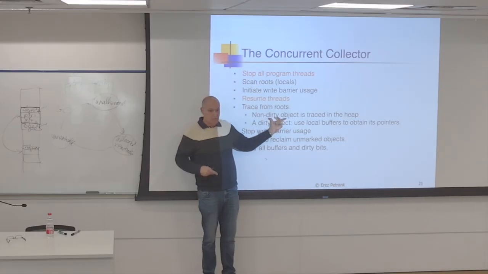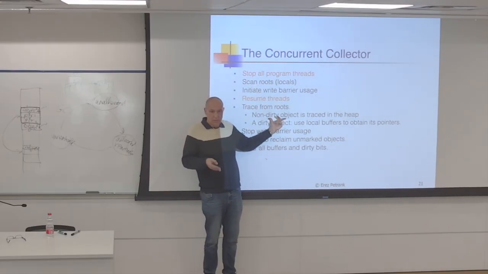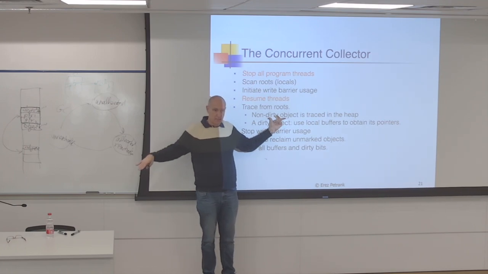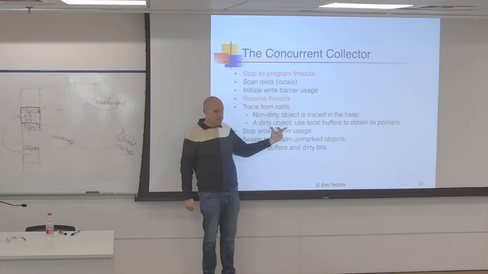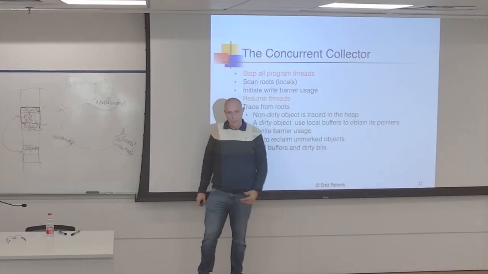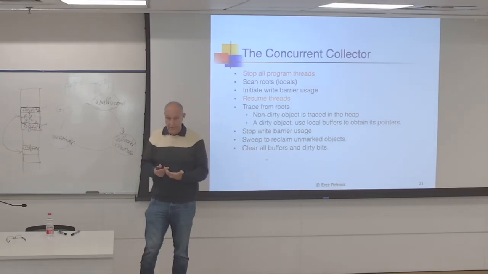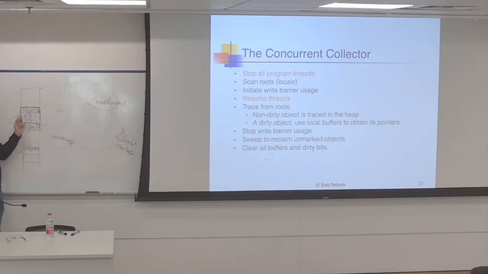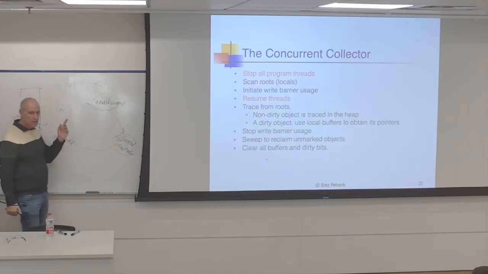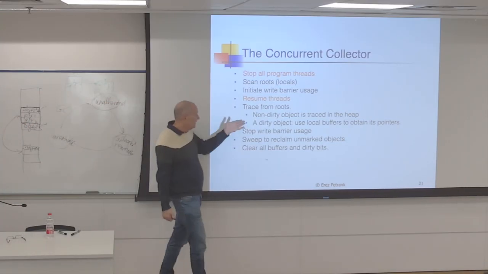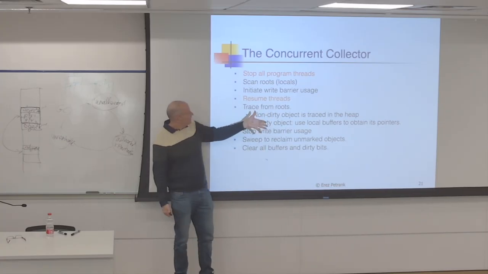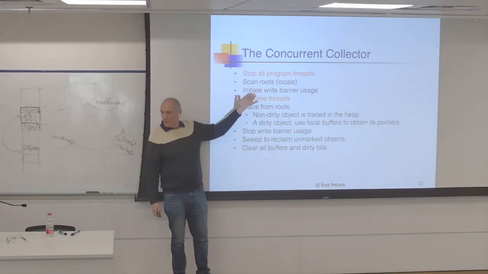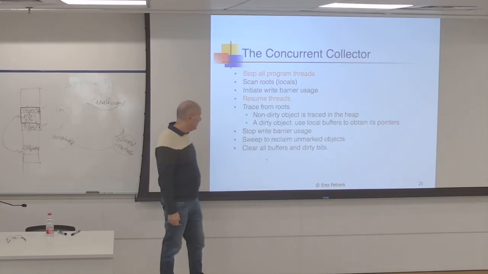So I can just look at the heap and see its content and then trace its children. I can do that for all objects that are not dirty. And for objects that are dirty, I just go to the local buffers where it is logged, and I will trace the pointers that are logged in the buffer. That's how I can trace according to a snapshot view of the heap.